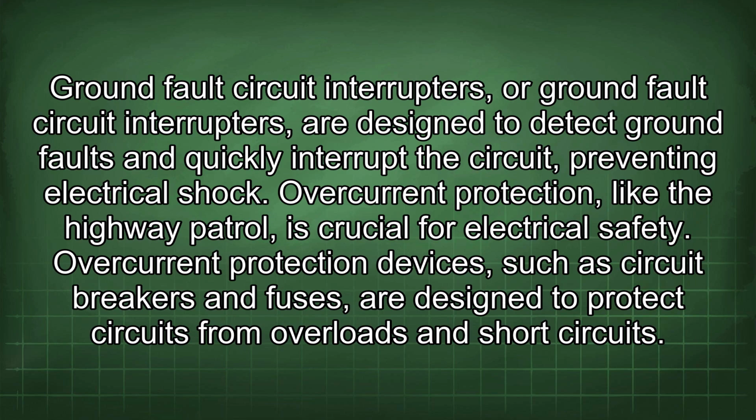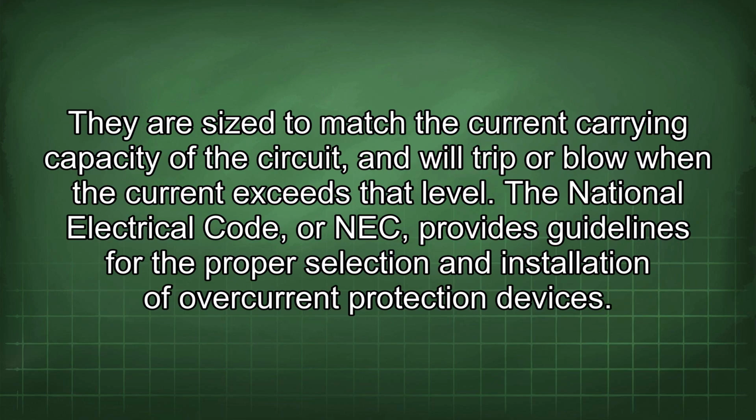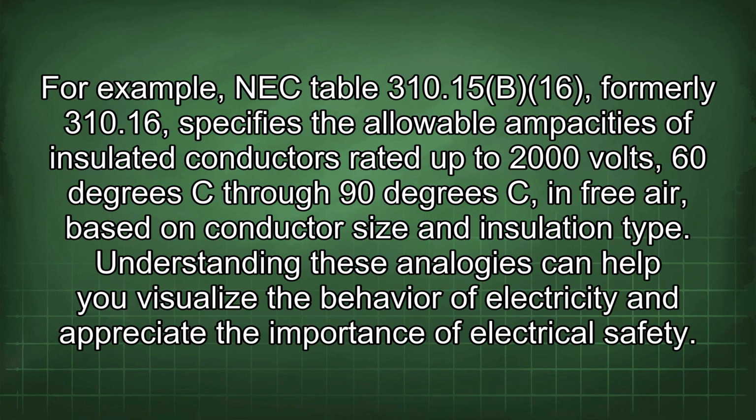Overcurrent protection devices, such as circuit breakers and fuses, are designed to protect circuits from overloads and short circuits. They are sized to match the current carrying capacity of the circuit and will trip or blow when the current exceeds that level. The National Electrical Code, or NEC, provides guidelines for the proper selection and installation of overcurrent protection devices. For example, NEC Table 310.15(B)(16), formerly 310.16, specifies the allowable ampacities of insulated conductors rated up to 2000 volts, 60 degrees C through 90 degrees C, in free air, based on conductor size and insulation type.